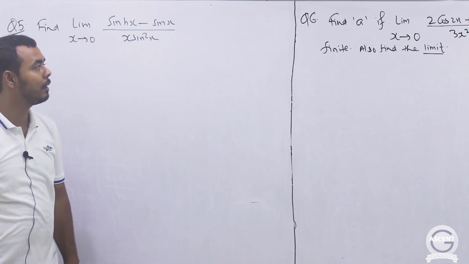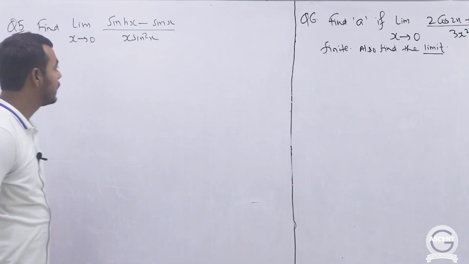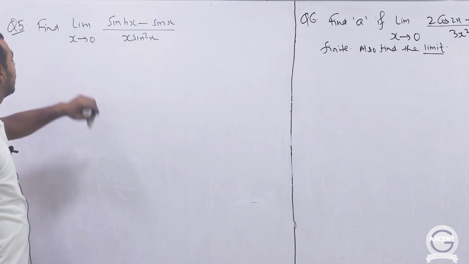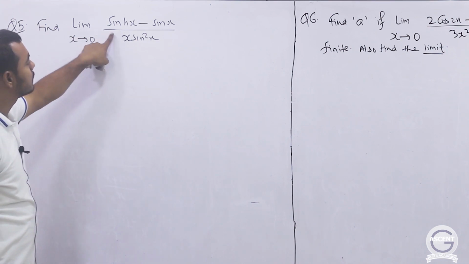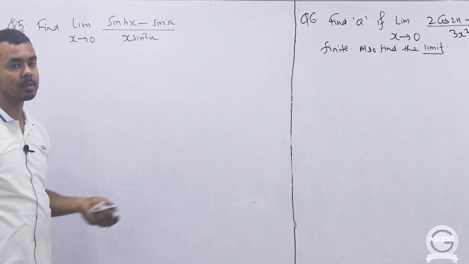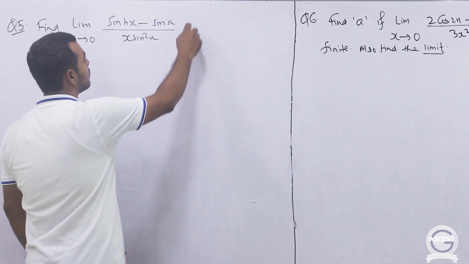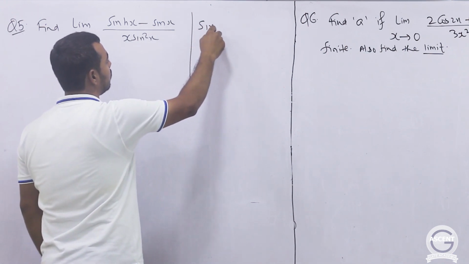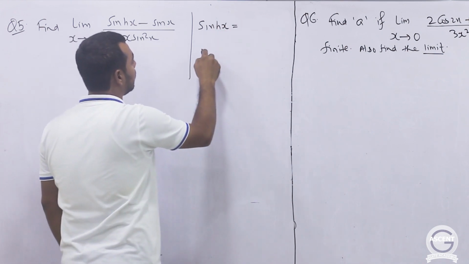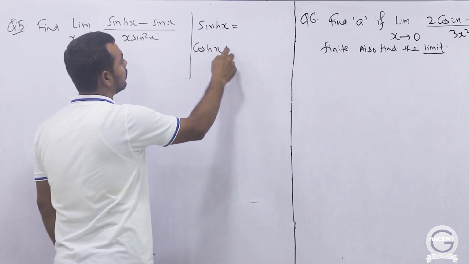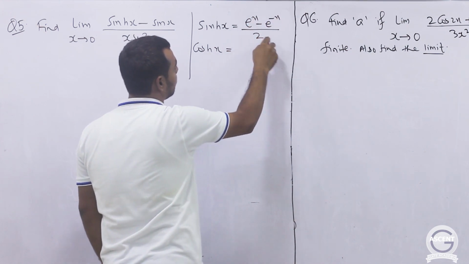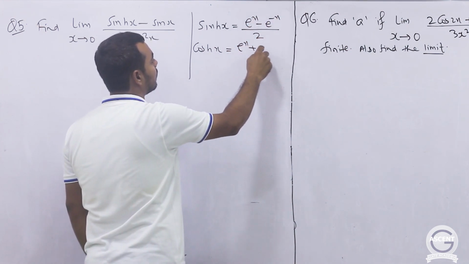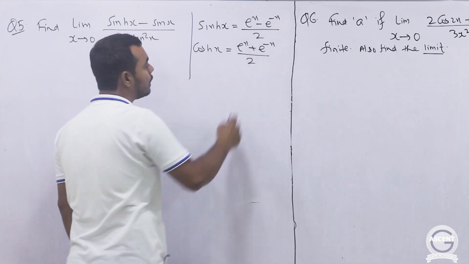Okay, so now we have these two problems. These are very good problems. The first one is we have to evaluate the value of this limit: x tending to 0, hyperbolic sin x minus x, by x sin square x. Now before starting this problem, you should know the meaning of these two functions, hyperbolic sin x and hyperbolic cosine x. Hyperbolic sin x is e to the power x minus e to the power minus x, by 2. For hyperbolic cosine, you will have a plus sign in between.